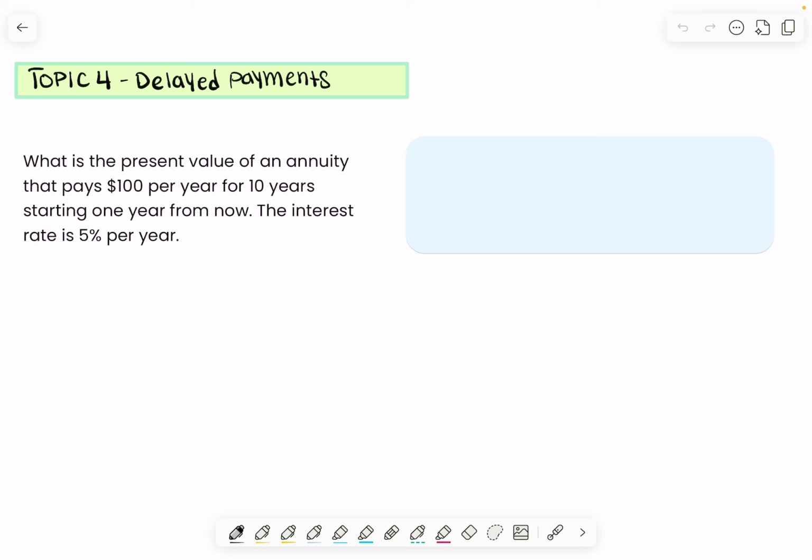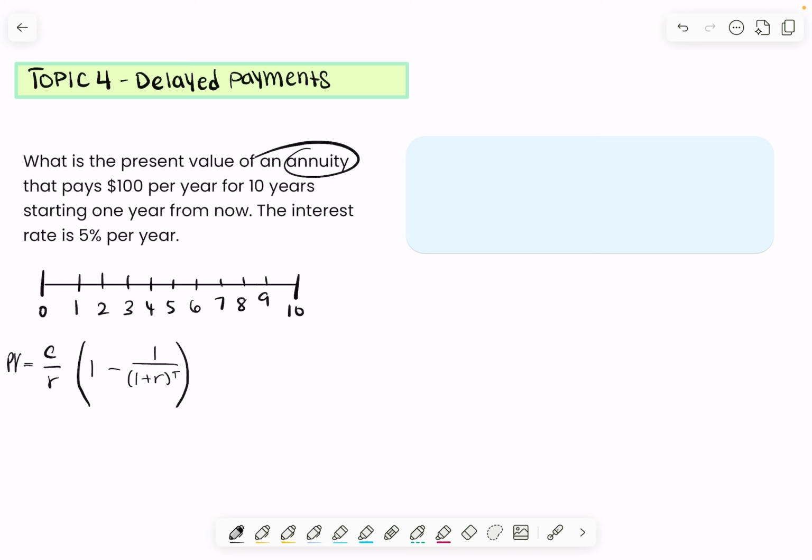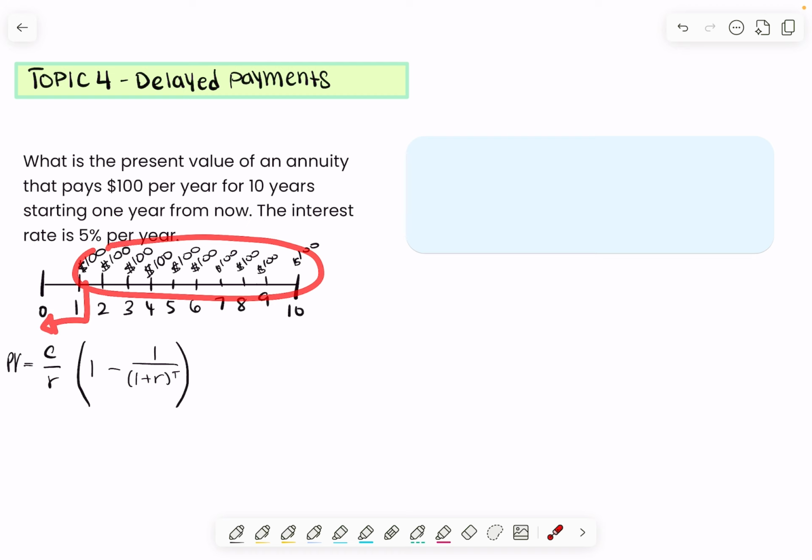So you know that your annuity formula is C over R, 1 minus 1 over 1 plus R to the T. You get that from your formula sheet, and that's going to be equal to the present value of whatever investment. So let's draw a picture. That annuity pays $100 a year for 10 years. So this is time 0, present time. So for 10 years, year 1, year 2, and all the way until 10 years, this annuity is paying $100. So in year 1, it pays $100. In year 2, it pays $100. Year 3, it pays. Year 4, 5, and so on. And all they want to know is how much all of this money is worth today in the present.